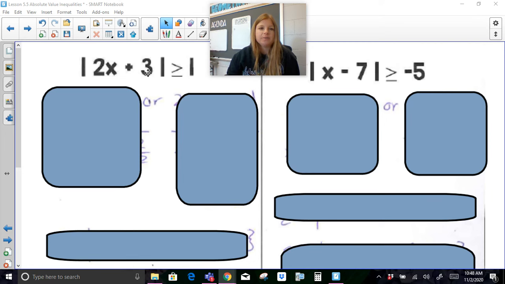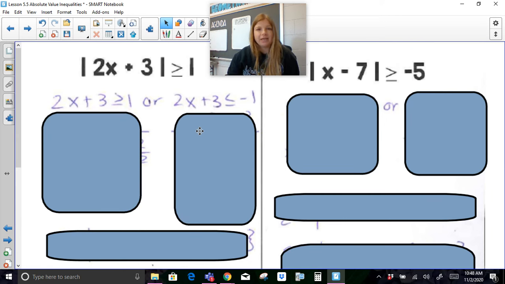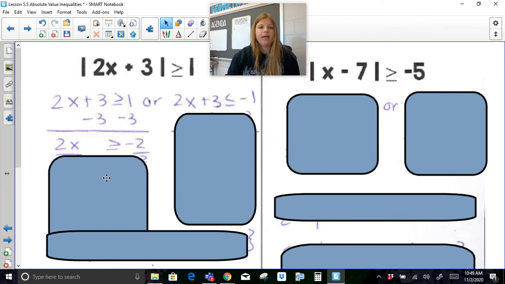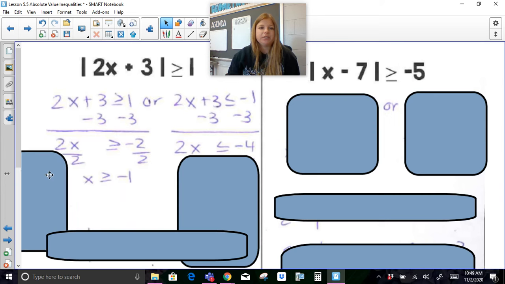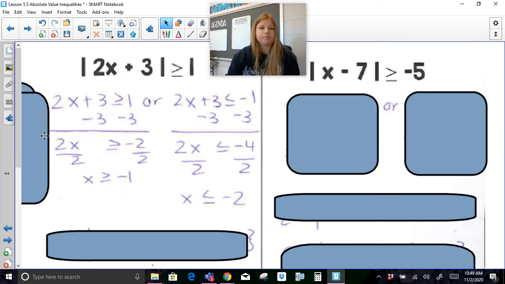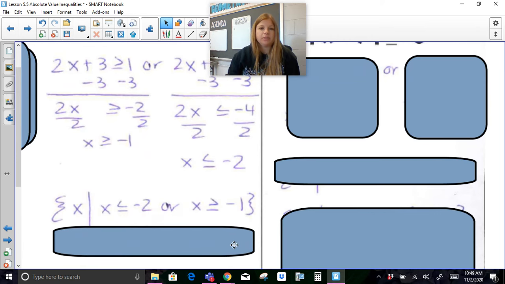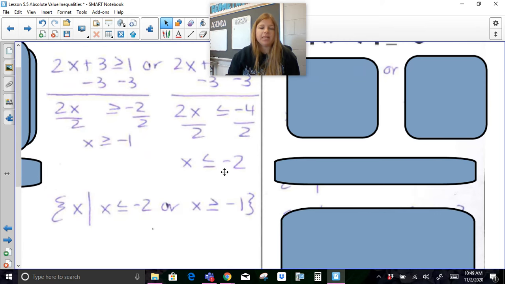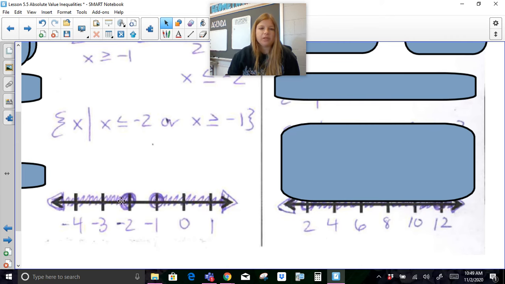I've got 2 last problems for us here. Absolute value of 2x plus 3 is greater than or equal to 1. So 2x plus 3 is greater than or equal to 1, or 2x plus 3 is less than or equal to -1. We would go ahead and solve, subtract 3 on both sides, divide both sides by 2. Okay, it's or, so we're just going to write them separately. All the numbers that are less than or equal to -2, all the numbers that are greater than or equal to -1. And this is what my graph would look like for that compound inequality for or.